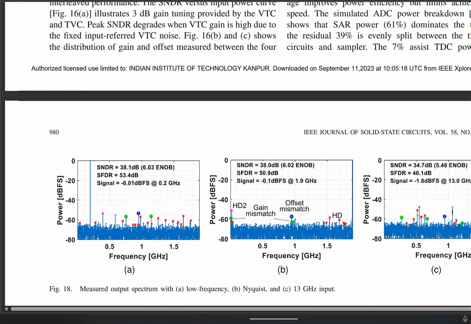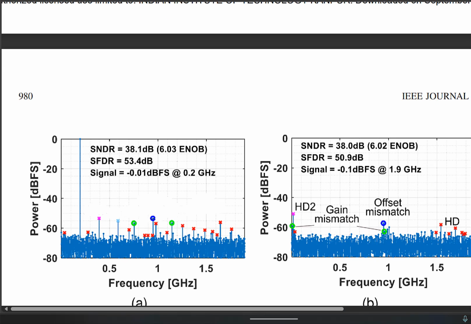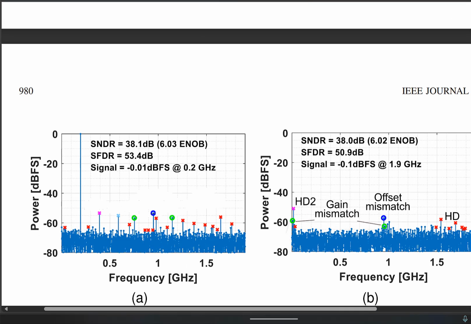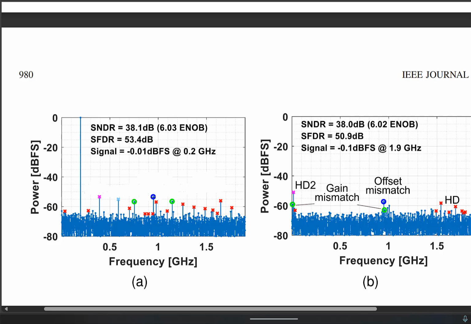Yeah, let's look at the one on the left. Okay, so here this frequency is 1.9 gigahertz. So what do you think the sampling rate is? Twice that. This is Fs by 2, so this is 3.8 gigahertz. And the input they have given is 0.2. So firstly, where will the third harmonic lie? 0.6. No aliasing, no worries.